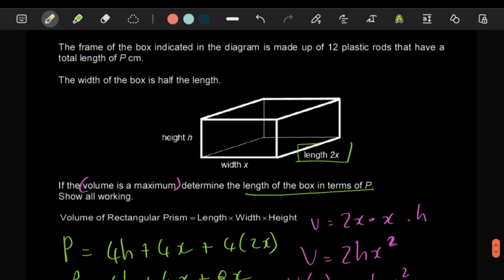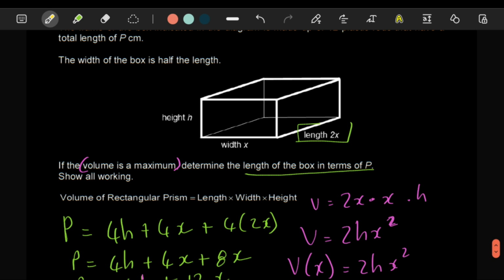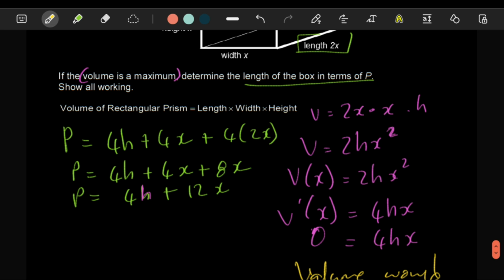So they say the volume is a maximum. Differentiate and equate to 0, they said. Differentiating and equating to 0 is not working, man, like the first time ever. It's not working. x is equal to 0. Then it just means that if x is 0, the volume is... Yeah, this is a difficult one, eh? I'm going to need to pause and think about it.